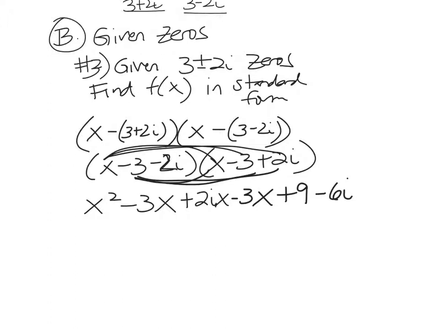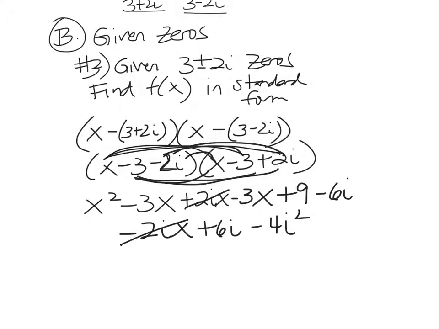Now we're going to take negative 2i and do it again. So I get minus 2ix plus 6i. And then I get minus 4i squared, which I'm going to fix in a minute. Okay. Now, anything that has just an i in it will cancel out. So this positive 2ix and a negative 2ix, those cancel each other out. I also have a negative 6i and a positive 6i. That's gone also.